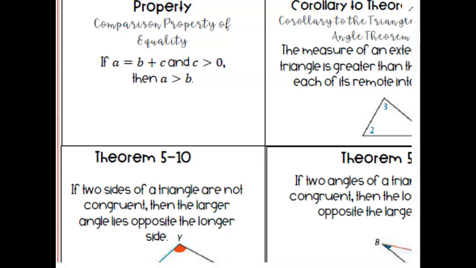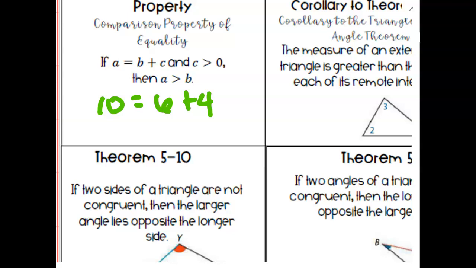As long as C is bigger than 0, so on one side you're adding a positive number, well, if these 2 things are equal, A has to be bigger than B. If this is equal to these 2 things added together, and one of those things is bigger than 0, the first one has to be bigger than the second one. Let's plug some numbers in. If 10 equals 6 plus 4, as long as this 4 is a positive 4, 10 is always going to be greater than 6. It has to be, right?